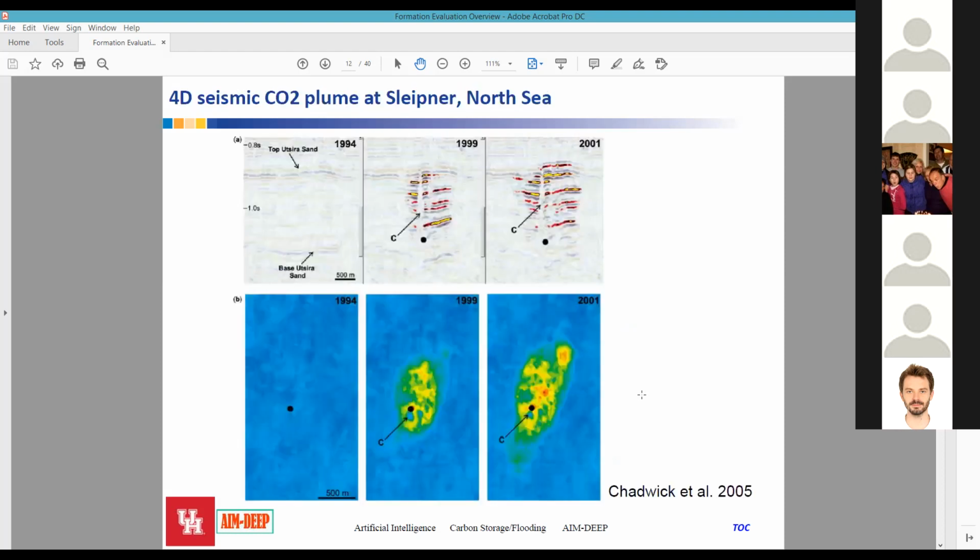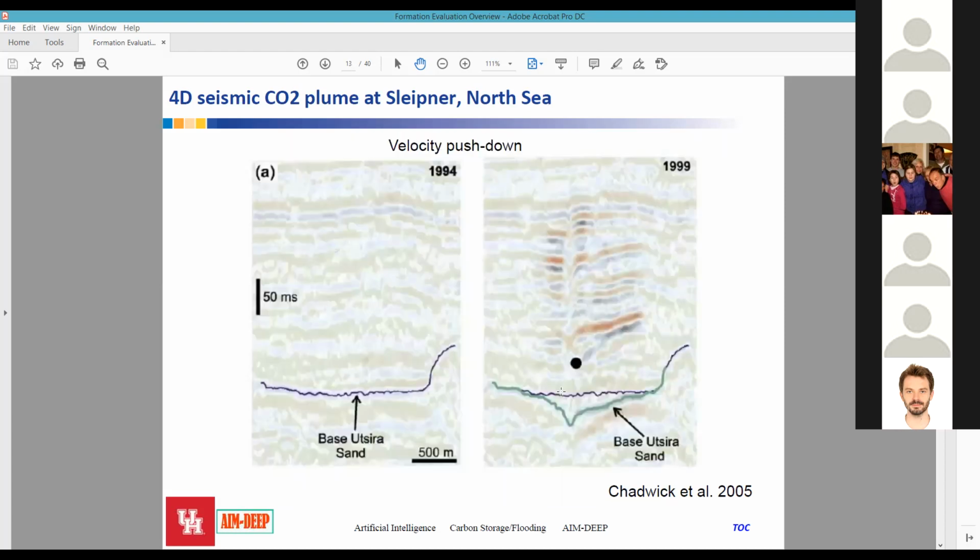As an example, and one of the really good examples of CO2 injection, in the North Sea, we have the reservoir top sitting here, and then the reservoir bottom right here. And this is the first survey acquired in 1994, and then they have a monitor survey back in 1999, and then the following monitor survey back in 2001. And you see the injection of the CO2, we see all this nice bright spot here, both in the cross section as well as in the map view. So this is one of the nice examples.